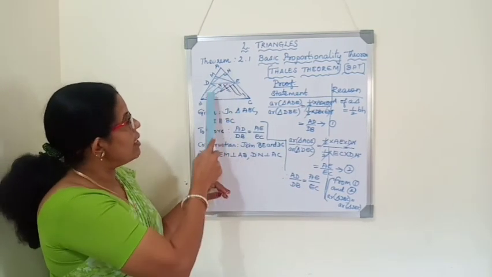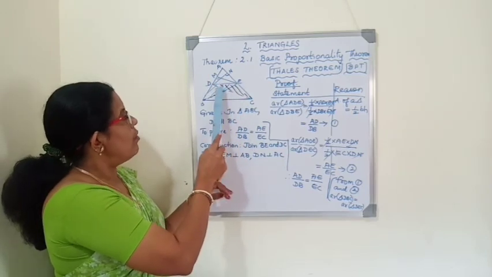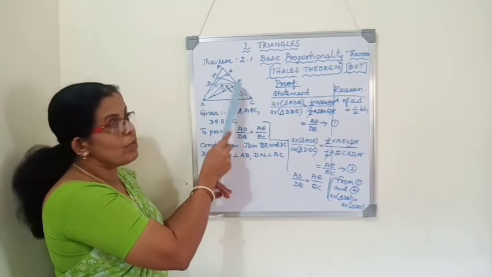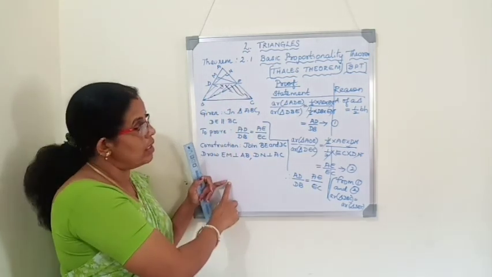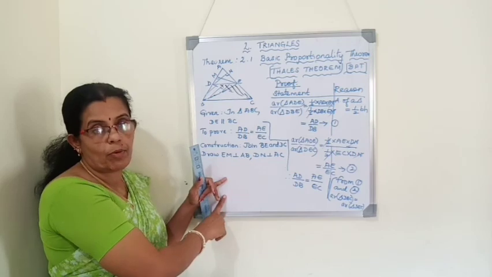So in any triangle, if we draw a line which intersects the other two sides in two distinct points, then the other two sides will be divided in the same ratio. That is BPT, or the proportionality theorem.